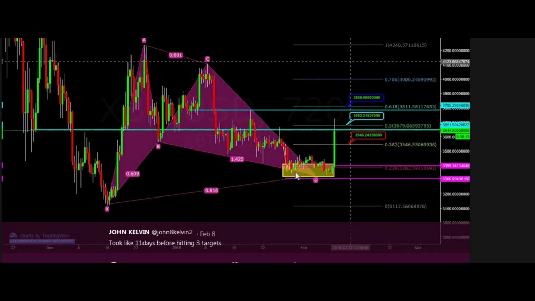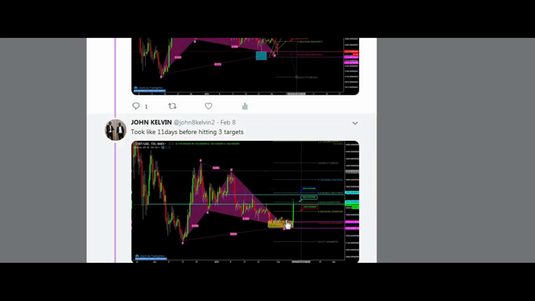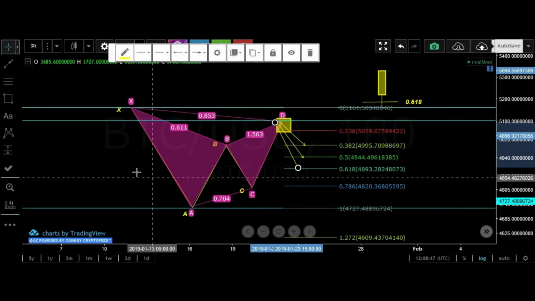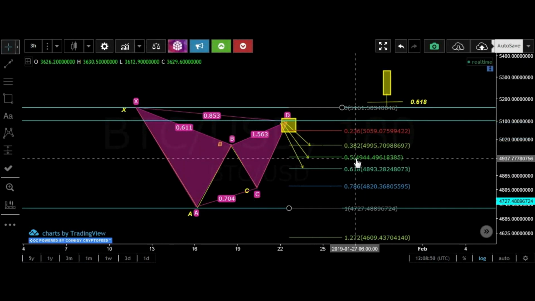So price consolidated a bit within this level, but did not break below this 3,300, maintained that level, and we got a spike up to this place. And this consolidation took about 11 days before the first two targets were achieved. So it's very easy to trade, only if you know how to use the Fibonacci retracement ratios, how to use the extension as well.